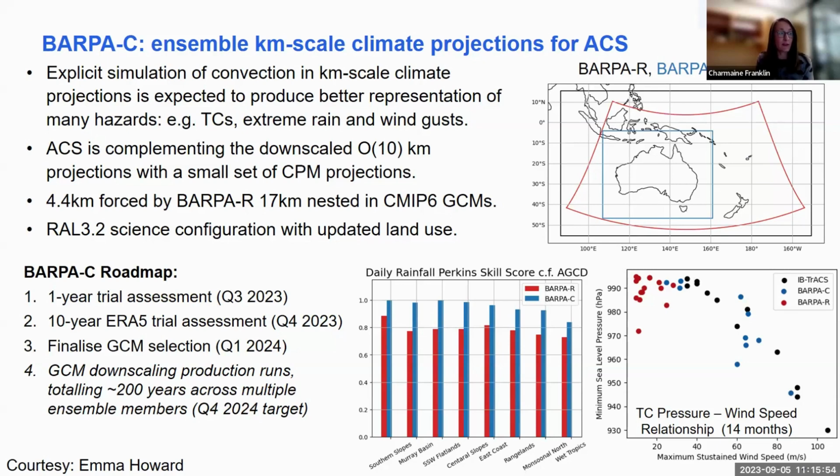So just finishing off a one-year trial assessment of BARPA-C, and then for the end of the year, we'll be assessing a 10-year ERA5 trial assessment. And then for next year, we'll be finalising the GCM selection and downscaling lots of production runs, totalling about 200 years across multiple ensemble members. And the aim is to have that completed by the end of next year. Next slide, thanks.